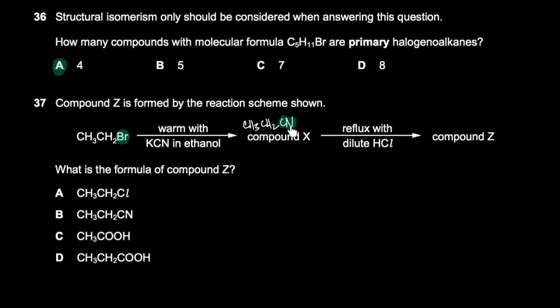And then we're reacting the nitrile with dilute HCl. That's hydrolysis of nitriles, right? So the nitrile is converted to a carboxylic acid, CH3CH2COOH. This is acidic hydrolysis of nitriles. So our final product is propanoic acid. So the answer is D.